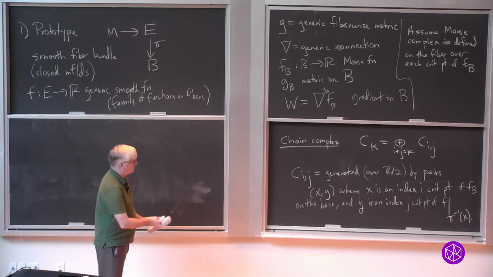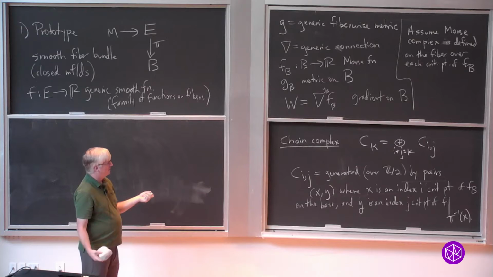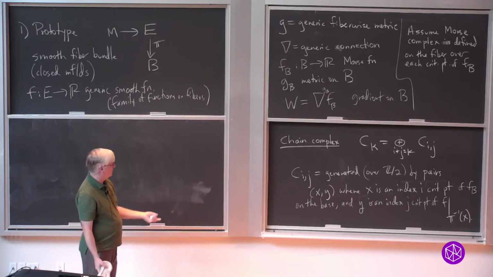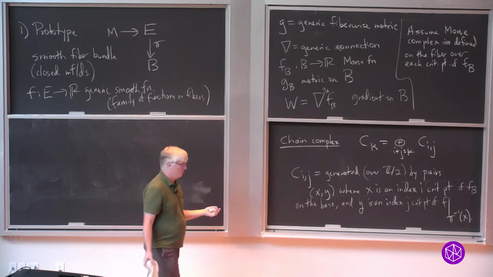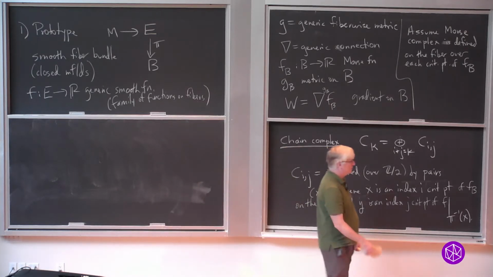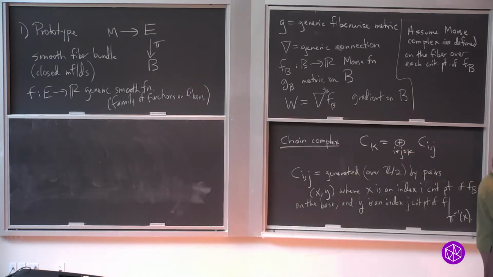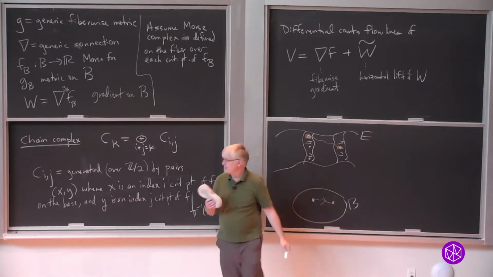So then the differential, you can prove that d squared equals 0. This looks a lot like Morse theory, but that's an illusion because this is just the prototype. In the more interesting examples, you can still do Morse theory on the base, but then on the fibers, you're going to be doing some kind of Floer theory.